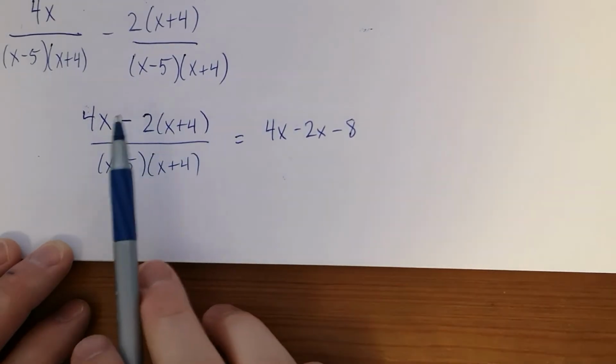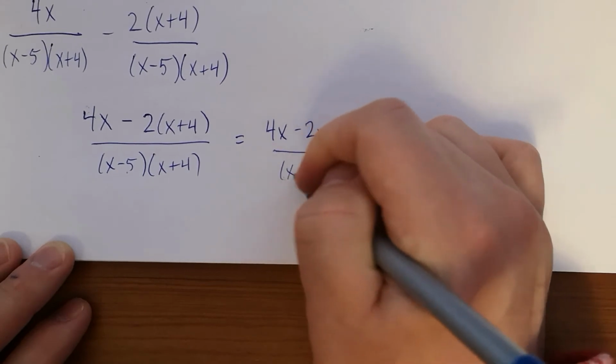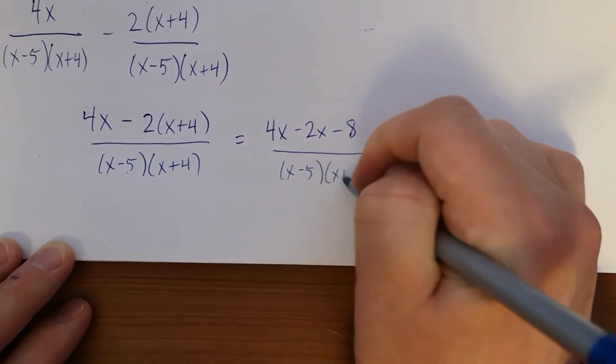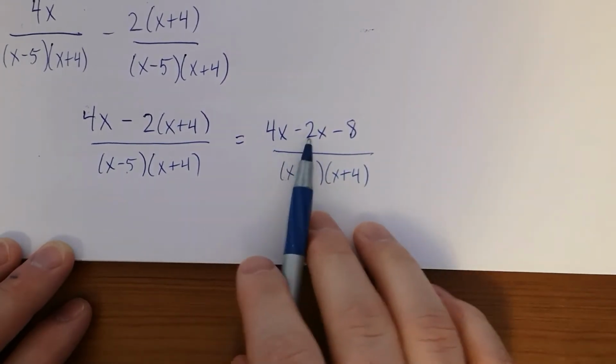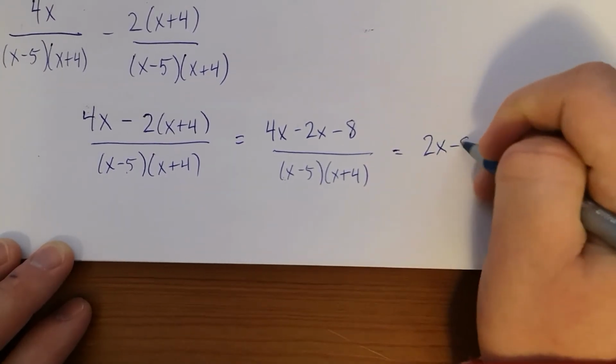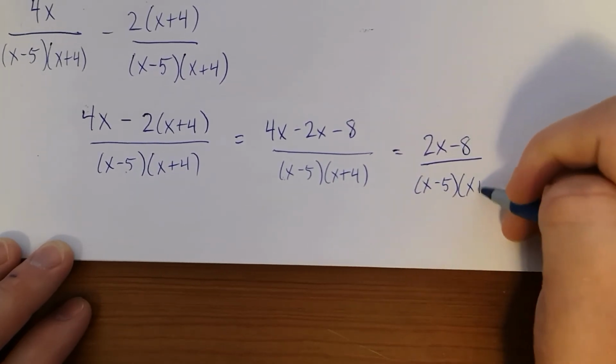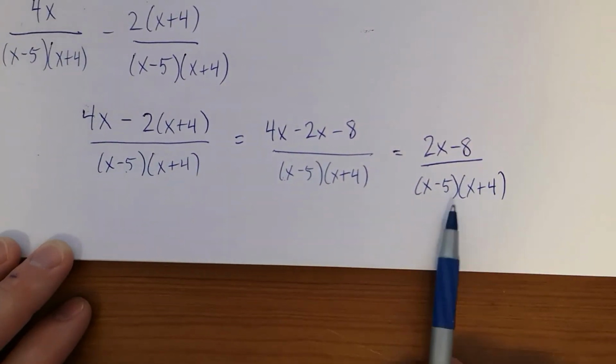All right, so it became negative 2x, subtract 8. Our denominator doesn't change. We've got a bit of work to do. 4x minus 2x is 2x. Okay, so this is what we end up with.